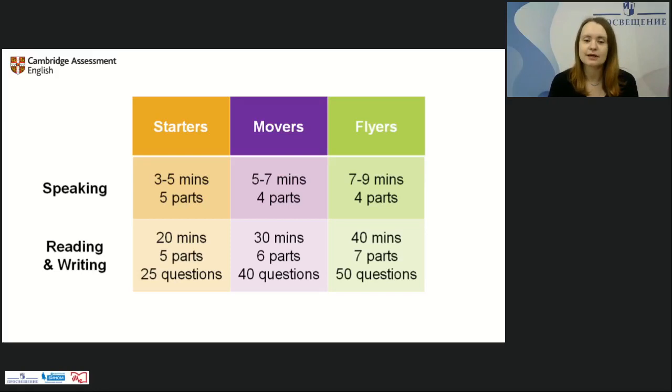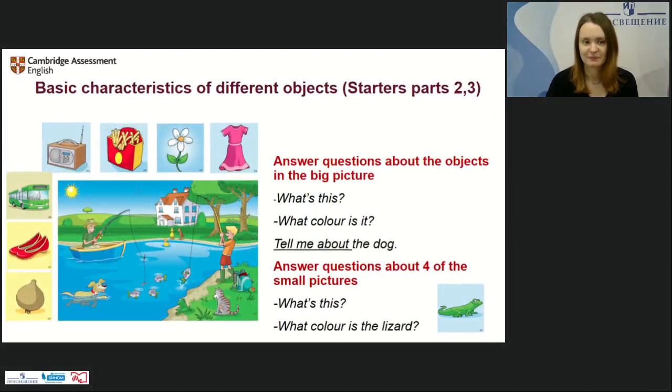As you can see from the slide, there's a progression in timing and a progression in number of questions. So the lower the level is, the fewer tasks they have. And the higher the level is, the more complex the tasks are. So let's have a look at some of them, just to know what we're going to talk about and to know what exactly we mean when we speak about assessment of productive tasks.